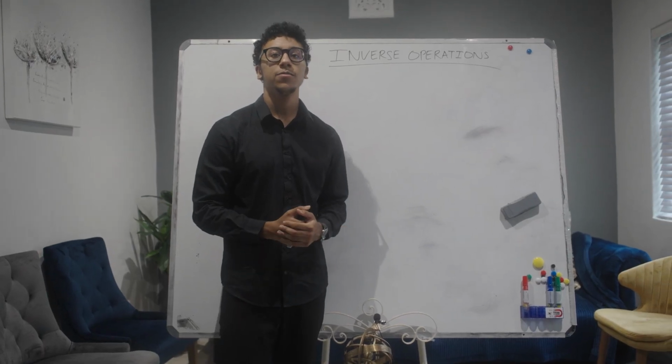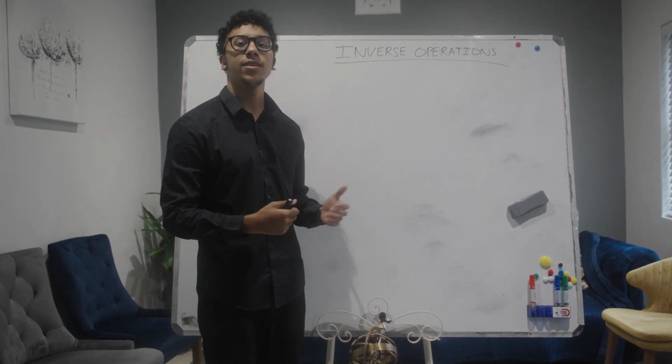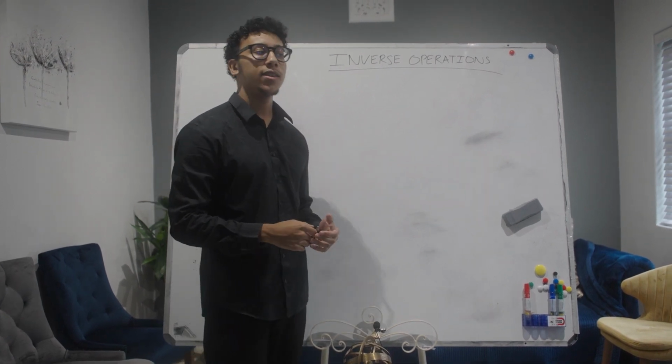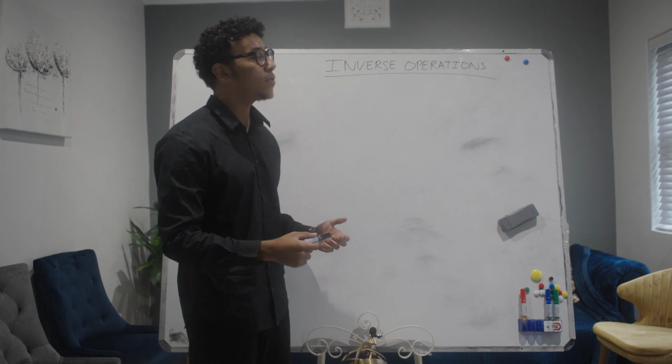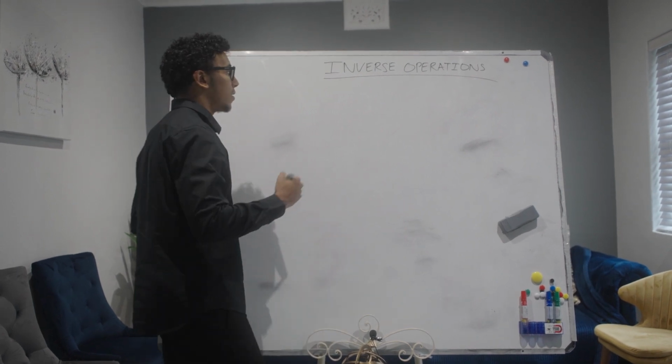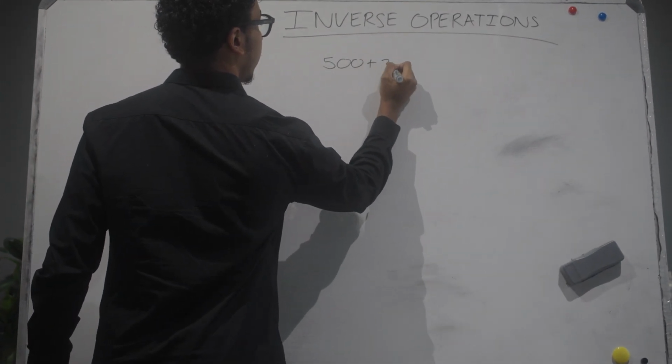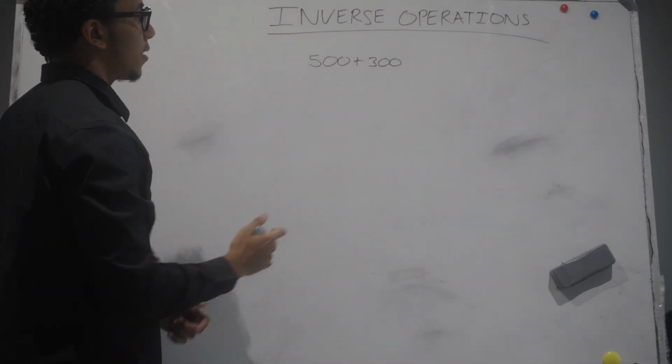The next operation that is important to remember is inverse operations. Those are addition and subtraction, and multiplication and division. We'll go through an example so that you understand. For example, 500 plus 300. That will give us 800.